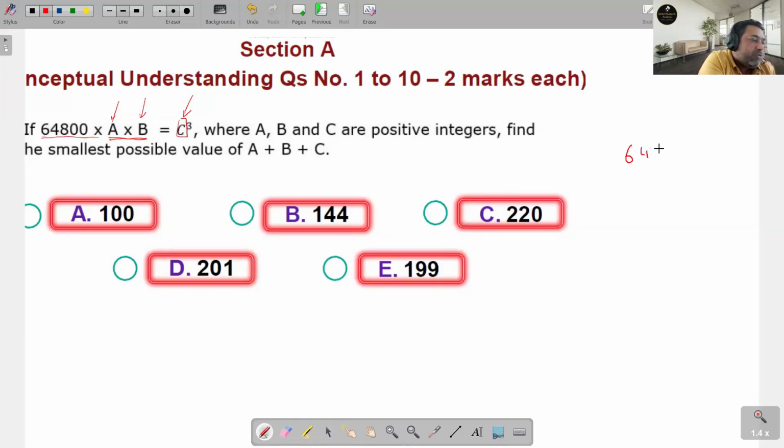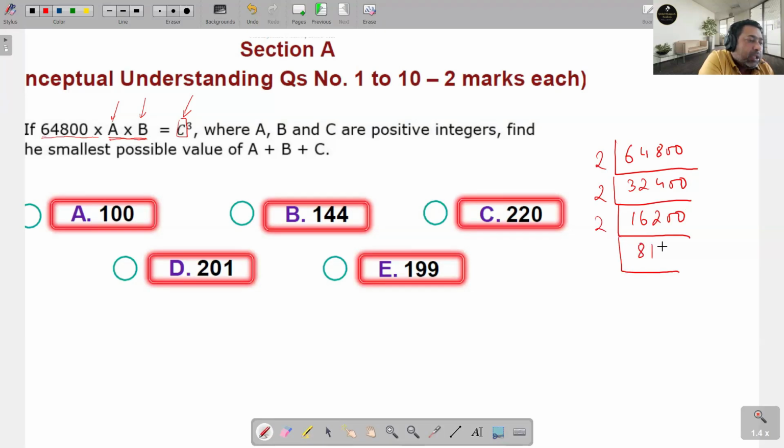All right, so 64,800. If we divide by 2, we get 32,400. Divided by 2, we get 16,200. Divided by 2, we get 8,100. Divide by 2 again, we get 4,050. Divide by 2 again, we get 2025. Now we cannot divide any further by 2 because the last digit is an odd digit.